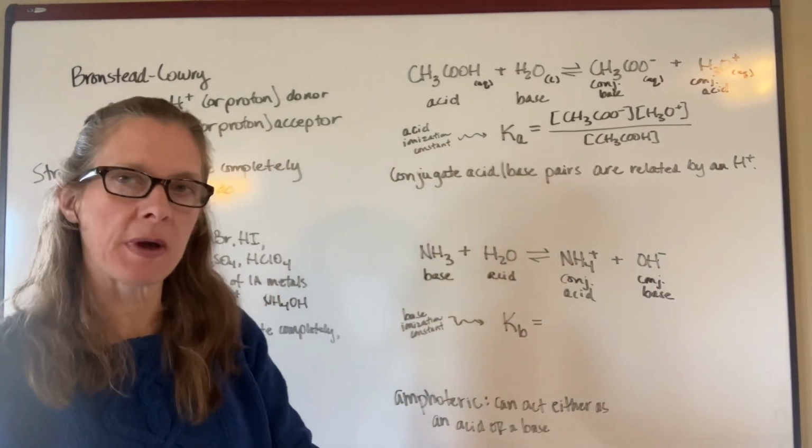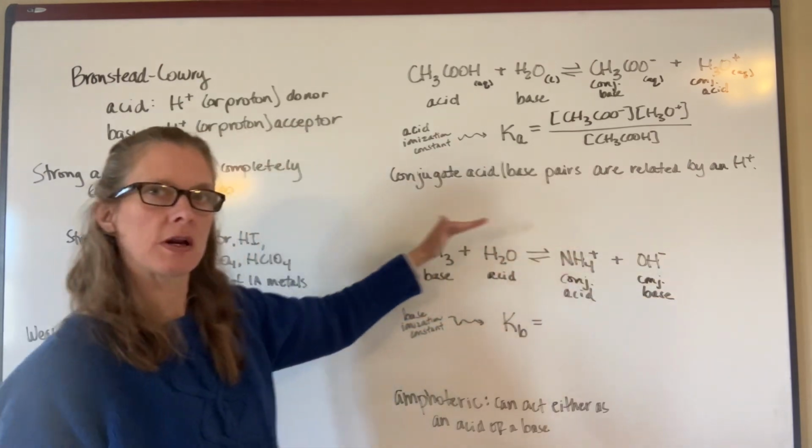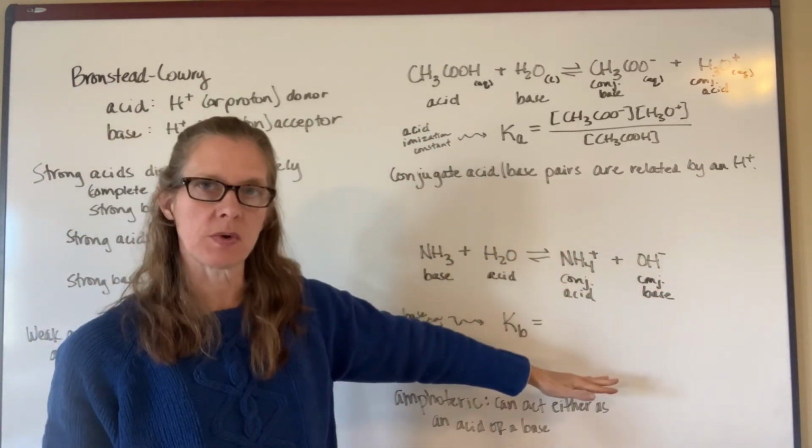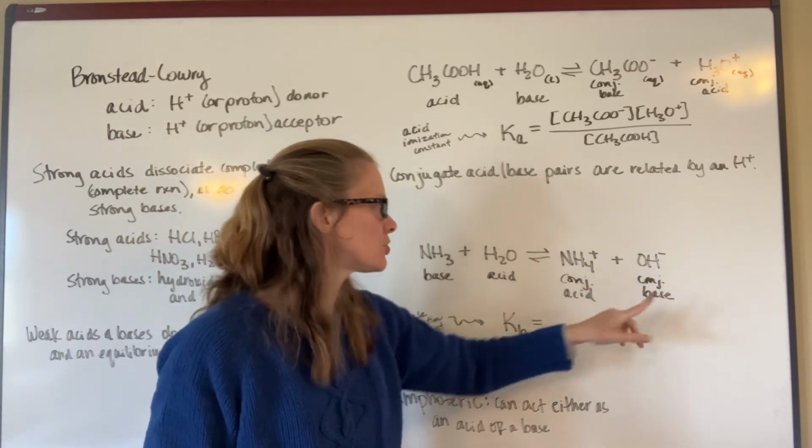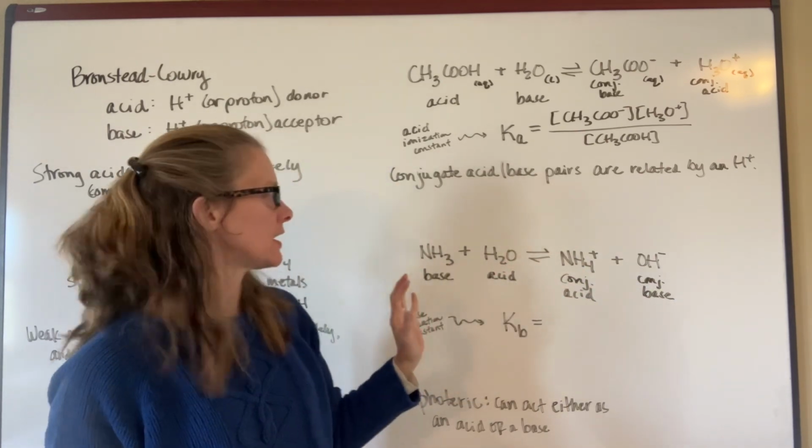Again, the other way to think about it here is if I take the reaction and run it backwards, which one donates the hydrogen ion? The NH4 plus is donating the hydrogen ion this direction, and so it's going to be the conjugate acid.